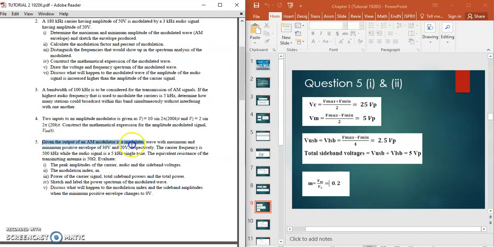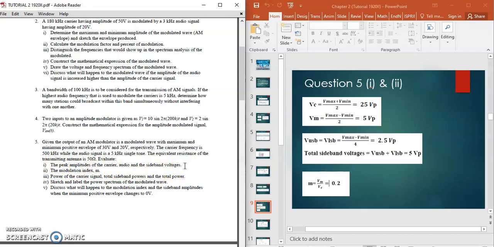Question 5. Given the amplitude of the AM modulated wave with a maximum and minimum positive envelope of 30 and 20 volt, the carrier frequency is 500 kHz and the audio signal 5 kHz. The equivalent resistance of the transmitting antenna is 50 ohm. Evaluate the peak amplitude of the carrier, audio and sideband voltage.